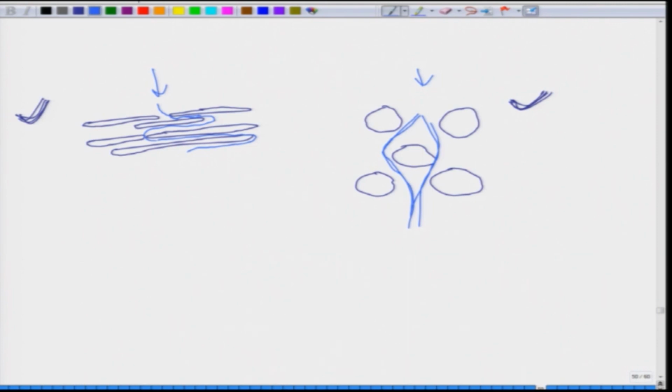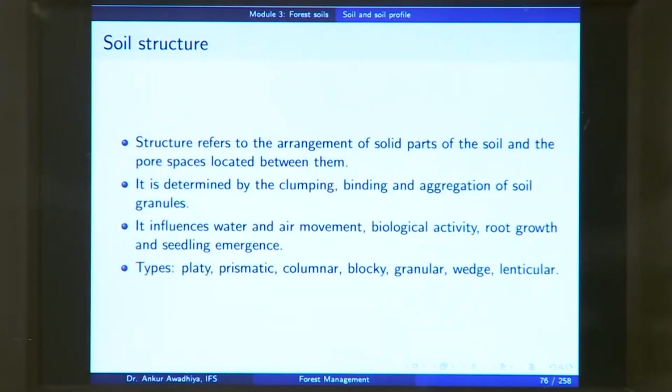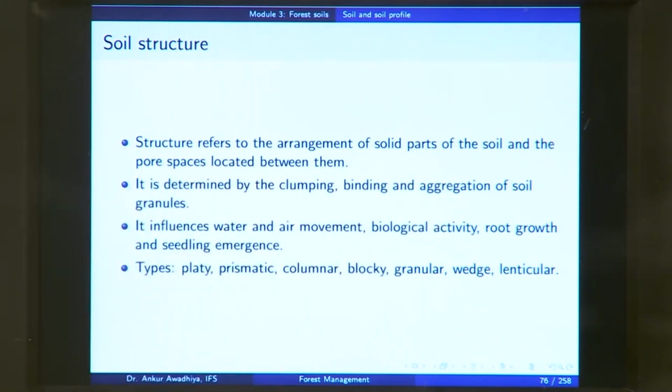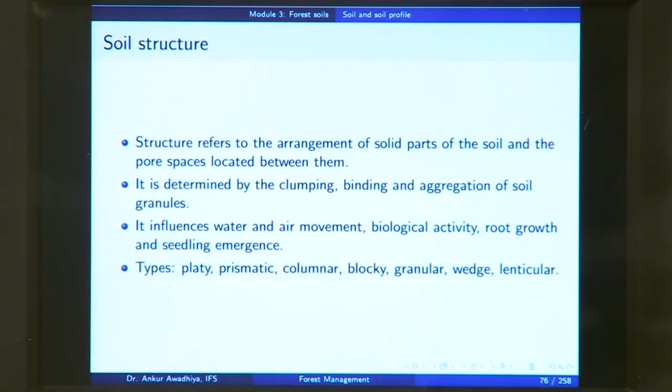So, this is soil structure: the arrangement of the solid parts and the porous spaces that are located between them. It is determined by the clumping, binding and aggregation of soil granules. So, you have the granules; how they clump together, how they bind together, how they aggregate together is something that tells you how the soil structure will be. It influences air and water movement, biological activity, root growth and seedling emergence.